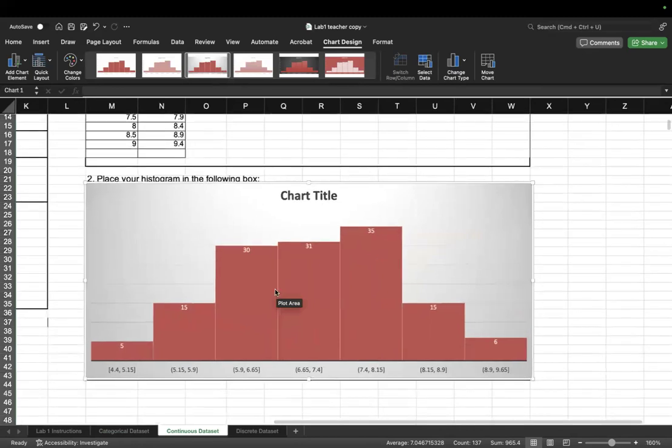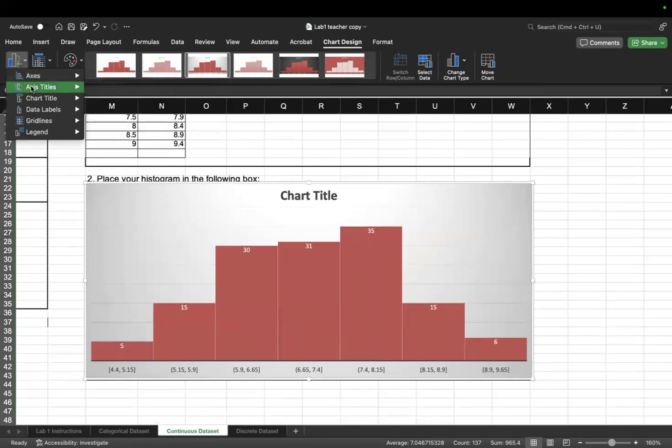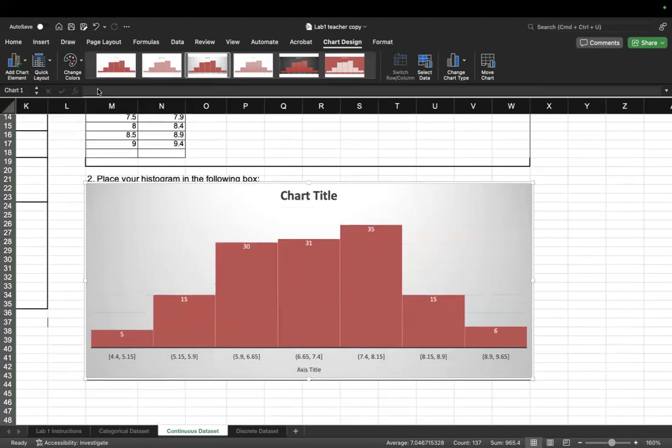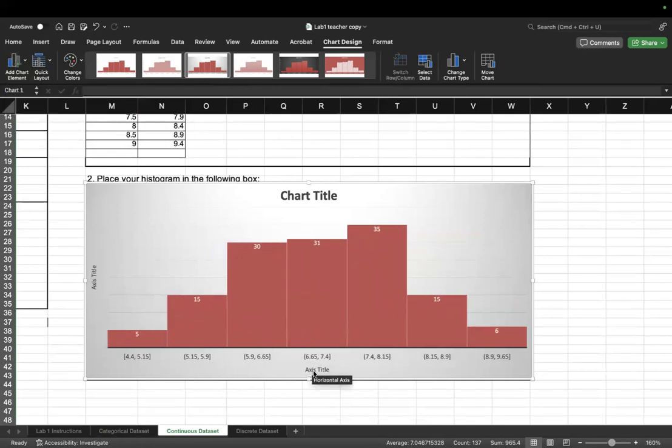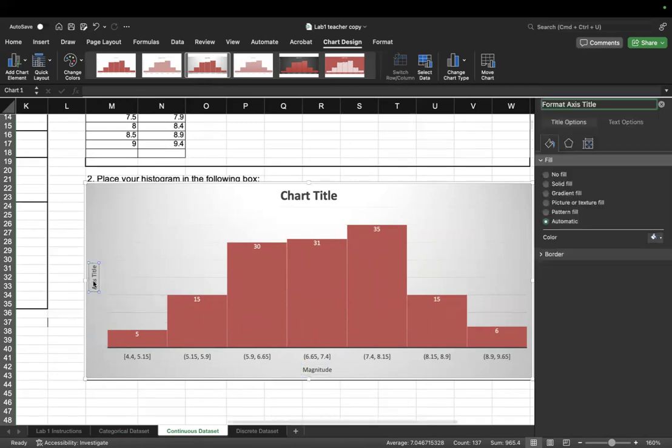That's a lot bigger. You need titles. So watch. The chart title's already there. So see over here where it says add chart element? Click on that. I want axis titles. I want a horizontal axis title. I want a vertical axis title. My axis title down here would be magnitude. My vertical axis right here will be frequency. We should all have frequency as your vertical axis title. All of them will say frequency.